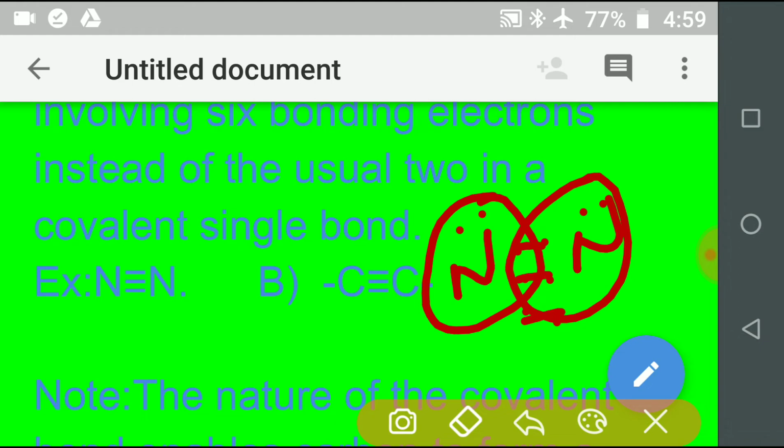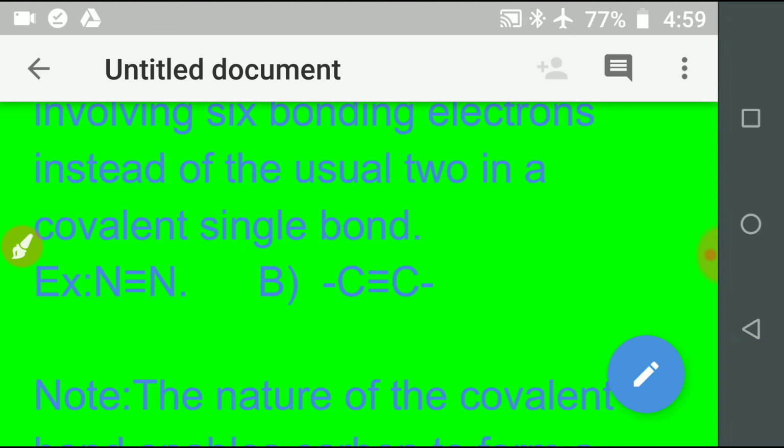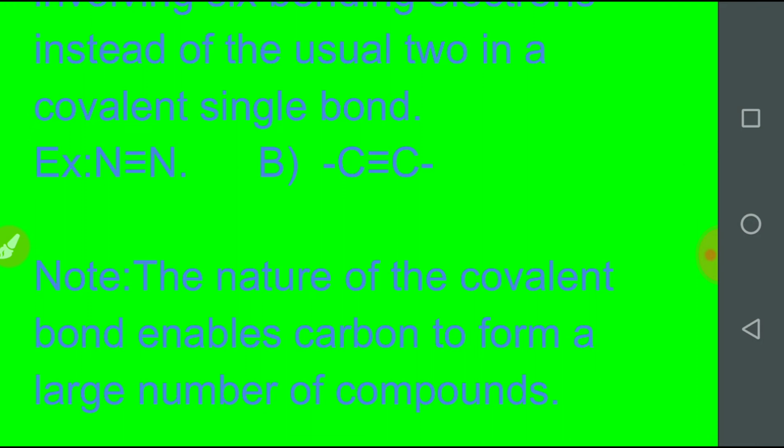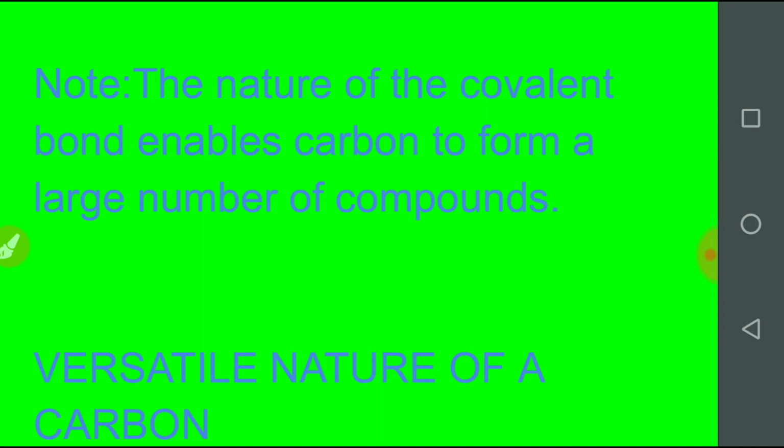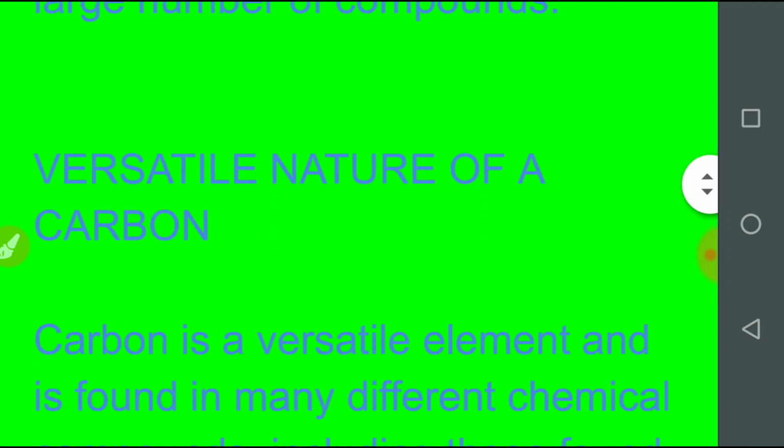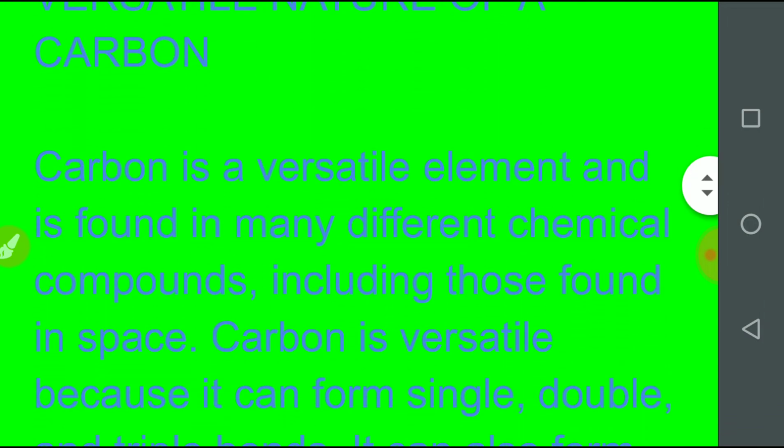Similarly, carbon also. So this is about the bond formation in carbon: single bond, double bond and triple bond. Now let us discuss the nature of the covalent bond. This covalent bond enables carbon to form a large number of compounds. One more peculiar character of carbon is its versatile nature. Carbon is an especially versatile element and is found in many different chemical compounds, including those found in space.